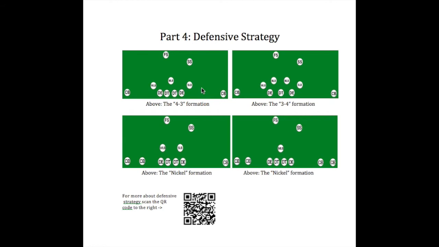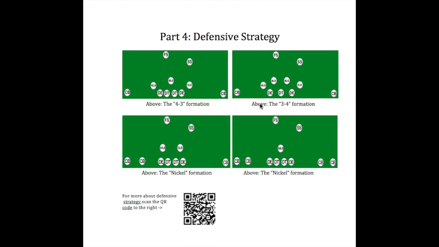First, the 4-3 defense. The 4-3 defense gets its name from its 4 defensive linemen and 3 linebackers. It is one of the most balanced defensive alignments. It is also versatile because the linebackers can shift to strong or weak sides of the ball.